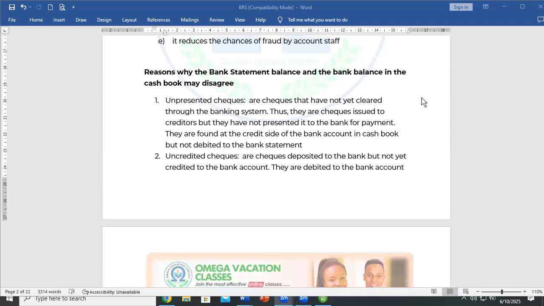But the reality is that if Alexia and Adam do not send the check to the bank for the payment to be done, then the bank will still have 20,000 Ghana cedis as my balance, which will be different from what I have in my cash book. So that is the unpresented check and how it causes the two balances to disagree.